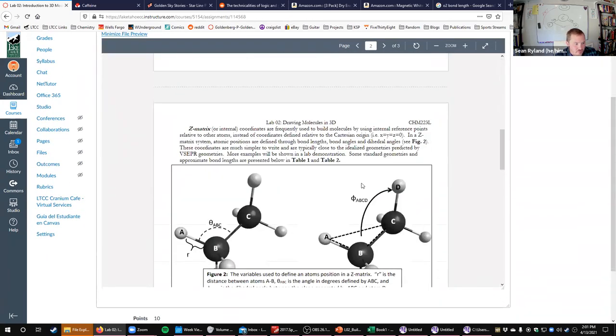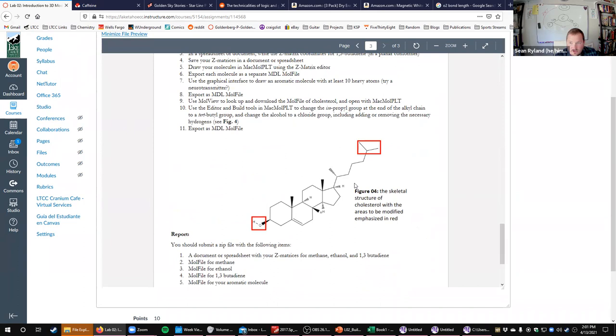So the second part of your assignment is to use MolView to look up the structure of cholesterol and then change the two areas that have these red boxes. You're going to change the oxygen to a chlorine, and you're going to change the isopropyl group at the end to a t-butyl group. Right? So most of this assignment is going to be playing around with MolView, learning how it works, finding the idiosyncrasies, like it won't let you randomly change the Z matrix when you want it to. And trying to make it build the molecules you want it to have.